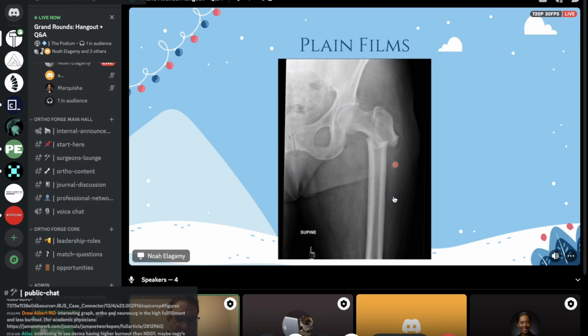Do you know what it is, Noah? For a subtroch, what does the proximal segment do? Well, it would adduct or abduct. And? It would abduct and externally rotate. Yep. So it flexes, abducts, and externally rotates.